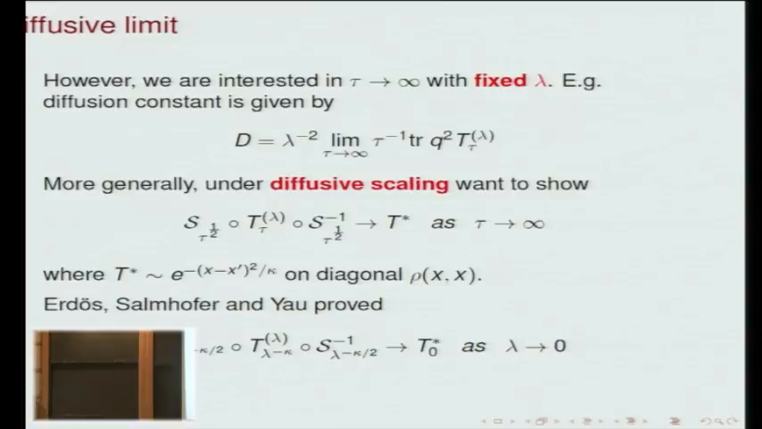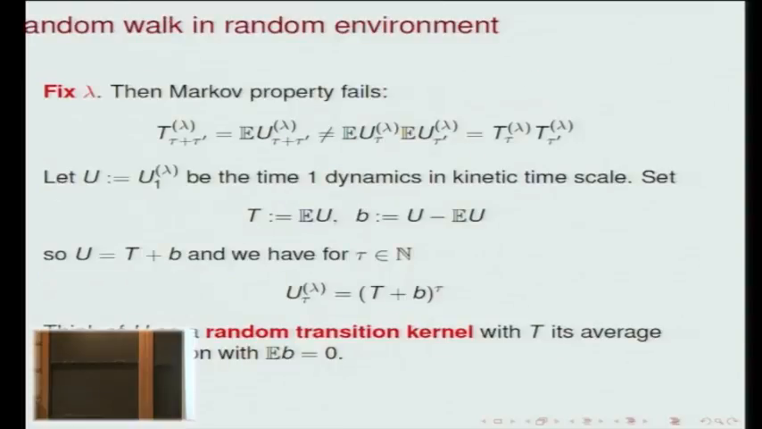Okay, how would you try to go beyond this? Well, if I fix lambda, then it's clear that the Markov property fails here. I remind you that this T here was the expectation over the randomness of this unitary time evolution in the kinetic time scale. And that unitary evolution is, of course, a group. It's not only a semigroup, but a group, so you can multiply them. But the expected value, of course, doesn't commute. So this is a semigroup only in the limit as lambda goes to 0, but not for finite lambda.